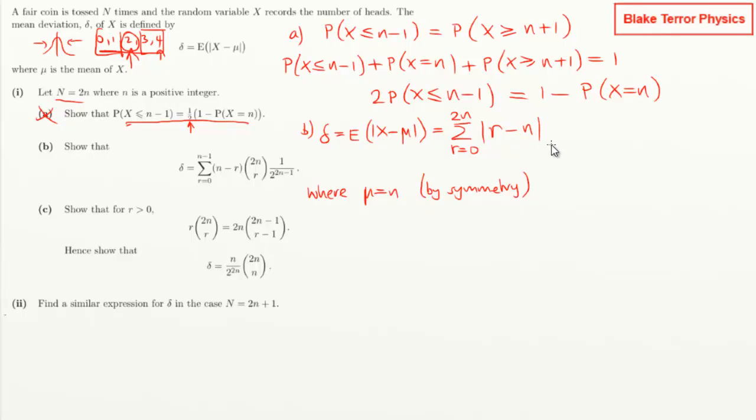And then we need to multiply each one of these outcomes by the probability of that outcome. So we've got the choose number, so we'll have a 2n choose r going in there, and then we'll have the probability of getting that number of heads multiplied by the probability of getting that number of tails, so that'll be a 2n minus r.